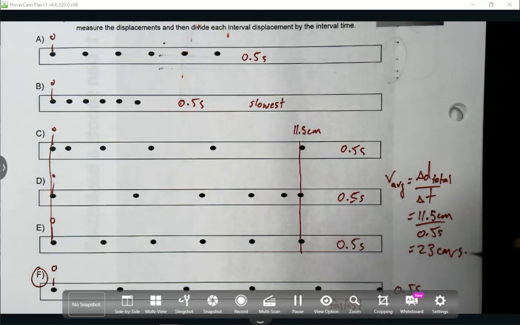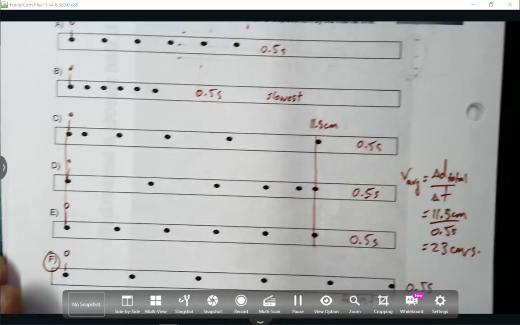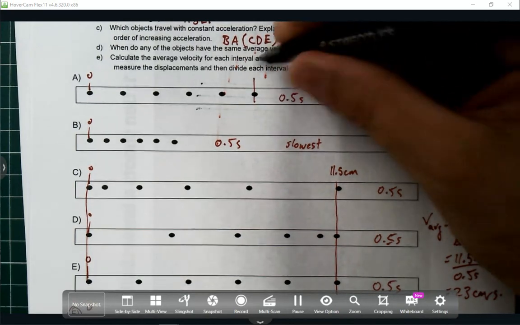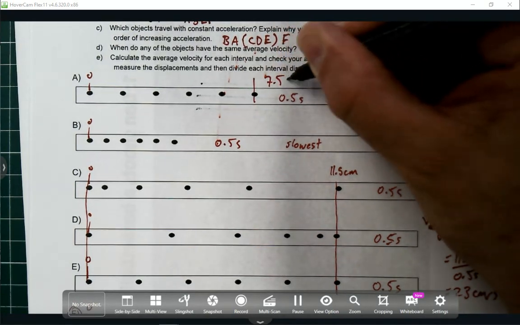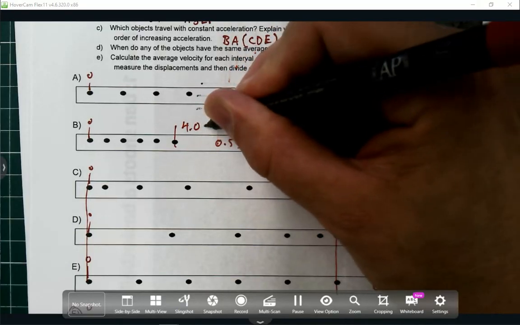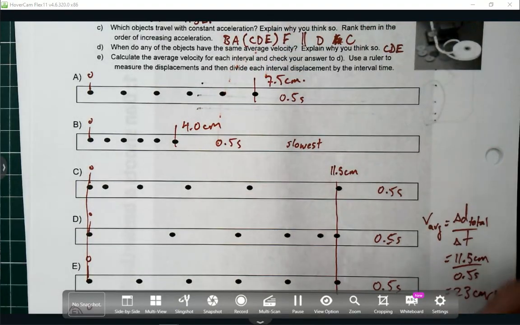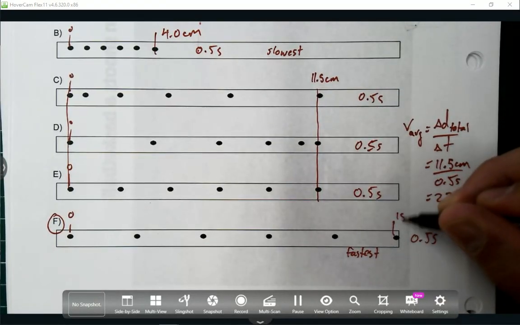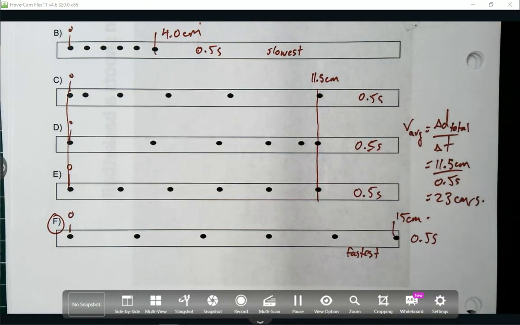centimeters per second. And then I could look at these other ones. Again, while you folks were working, I made a note. This one here was 7.5 centimeters. This one here was 4.0 centimeters. And this one at the bottom was 15 centimeters. And we could go through the process for each of these, but it's going to be delta D total divided by delta T for each one of them.